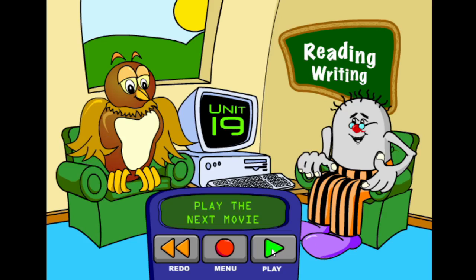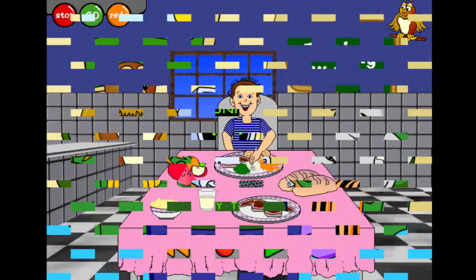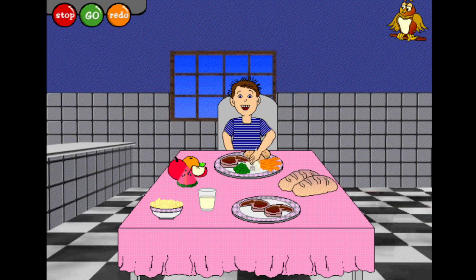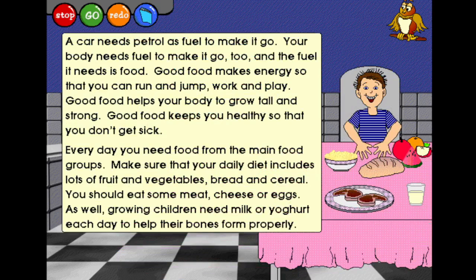Click the rewind button. Read about healthy food. Click on the book to hear the information read to you. Click on Go to continue. A car needs petrol as fuel to make it go. Your body needs fuel to make it go too, and the fuel it needs is food. Good food makes energy so that you can run and jump and work. Good food helps your body to grow tall and strong. Good food keeps you healthy so that you don't get sick.